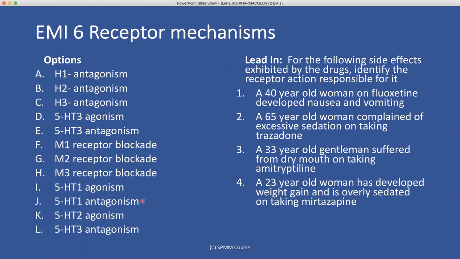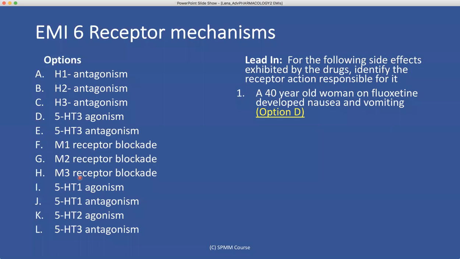So now receptor mechanisms. For the following side effects exhibited by the drugs, identify the receptor action responsible. Number one, a 40-year-old woman on fluoxetine developing nausea and vomiting. Number two, a 65-year-old woman complained of excessive sedation on trazodone. Number three, a 33-year-old gentleman with dry mouth on amitriptyline. Number four, a 23-year-old woman developed weight gain and sedation on mirtazapine. So let's start with the first one.